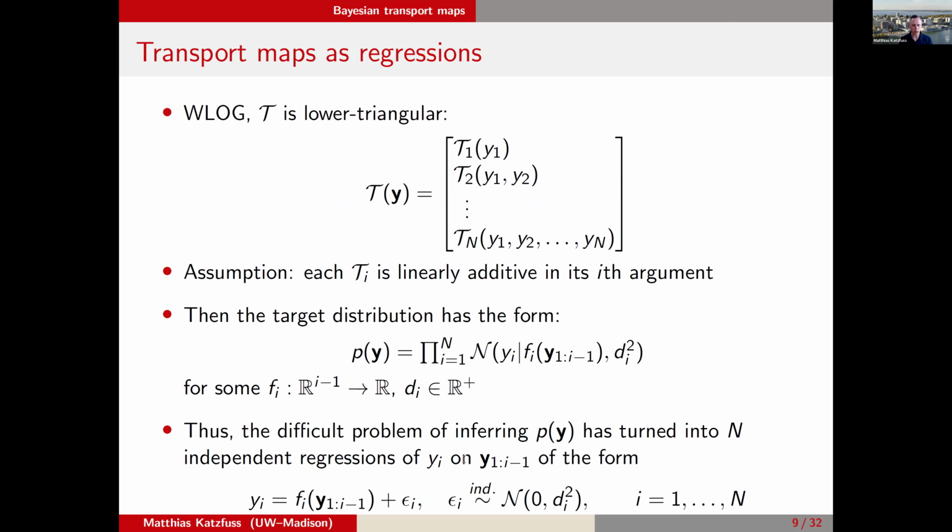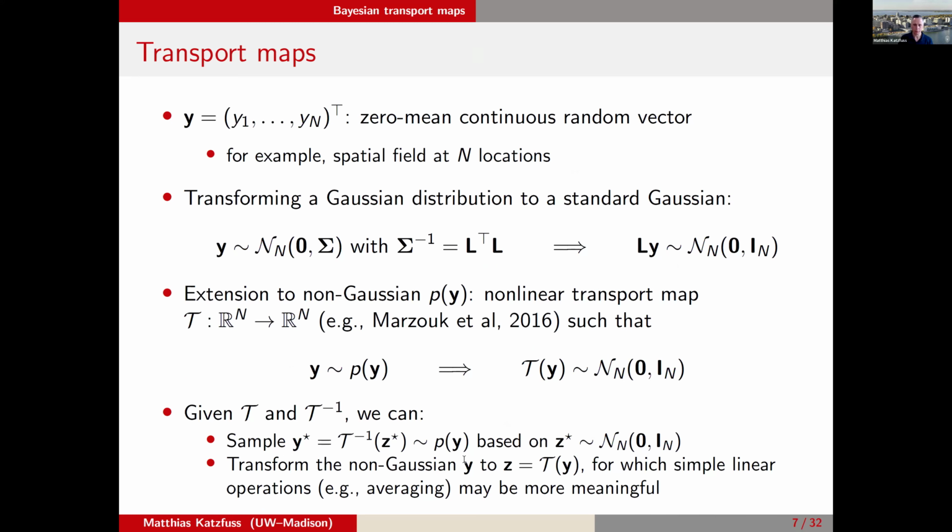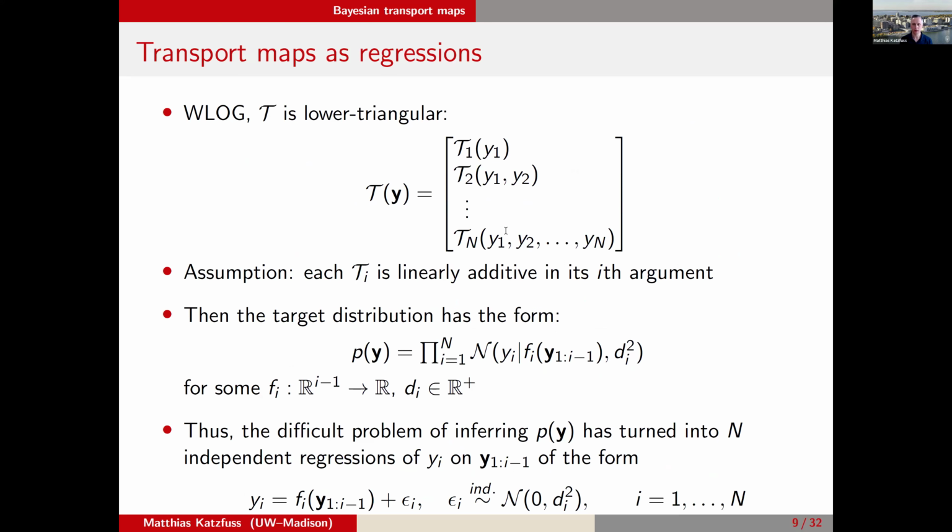Okay, so I motivated the transport map with a Cholesky factor. Now, Cholesky factors are triangular matrices. Similarly, we can assume without loss of generality that the transport map is lower triangular, in the sense that the ith component of this function only depends on the first i entries of y, in whatever ordering of y we've chosen. So for example, the second entry only depends on y1 and y2. So that's without loss of generality.